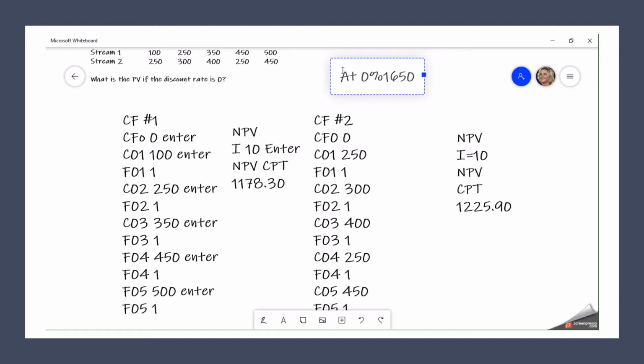Sorry, plus 400 plus 250 plus 450, that also gives us 1650. So if there's no discount rate, you just add them straight across. And I think the point of this is trying to show us it's the exact same amount of money coming in stream 1 and stream 2. It's just at different increments. So stream 2 is more favorable because you get higher dollar amounts at the beginning. So that is that one.